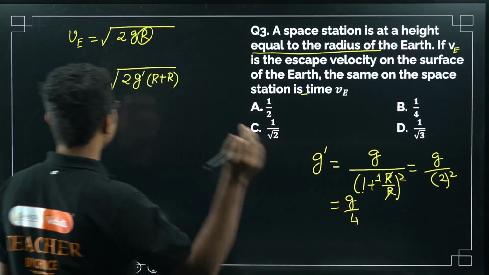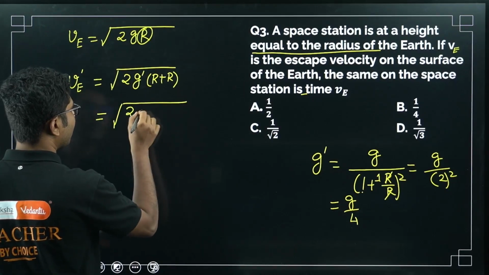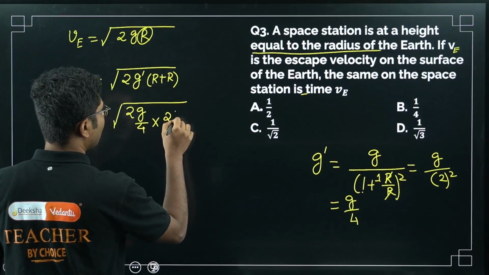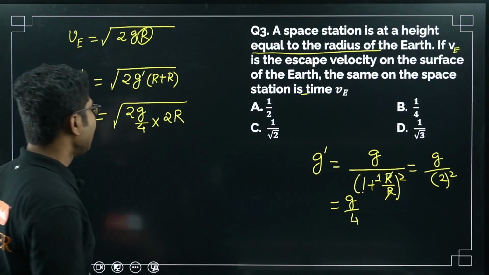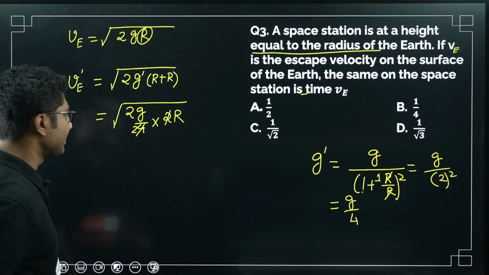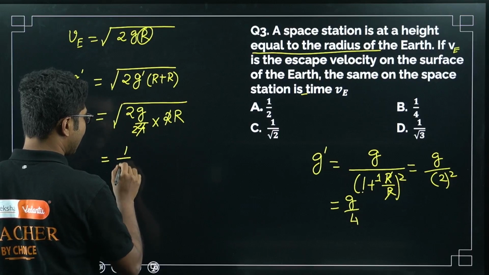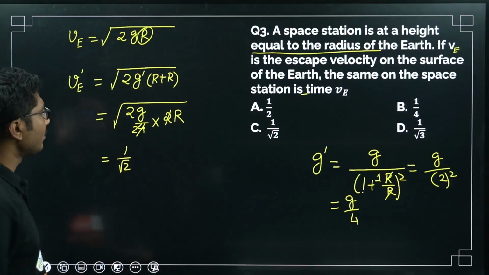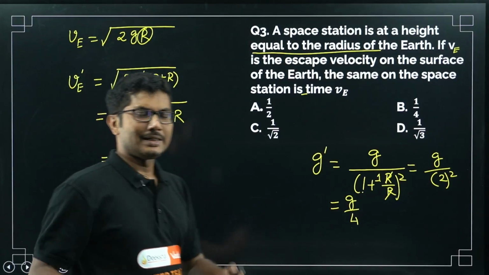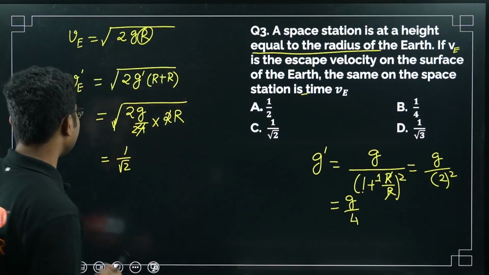Now let's insert everything here. Okay, so what we got? We got 2 g by 4 times 2r. Right, now let's cancel one of the 2r, so there will be one extra 2. Now let's take this 2 outside. If I take this 2 outside, it will become 1 by root 2. Why 1 by root 2? Everything was under a square root. If you take anything that is under the square root outside, then the square root you have to take with it, right?